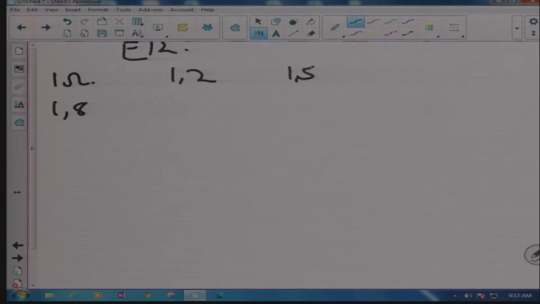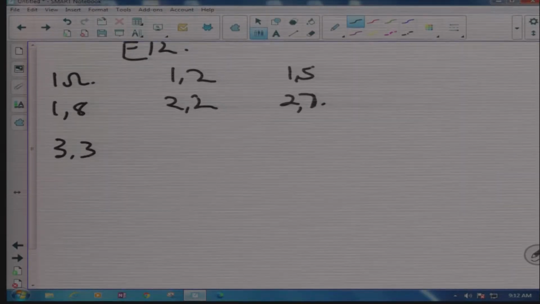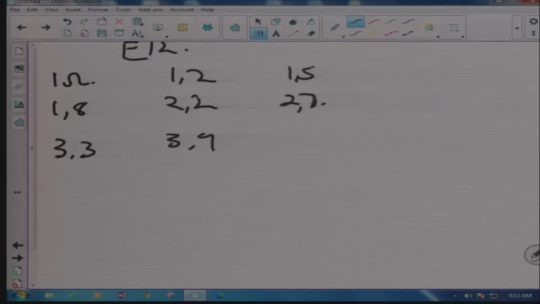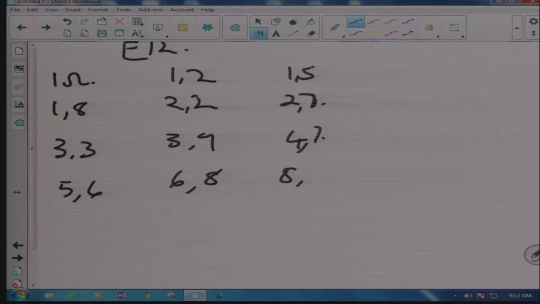1 ohm, 1.2 ohms, 2.2 ohms, and 2.7 ohms. There are 7 now. There are 6 now, sorry. 2.7 ohms, 3.3 ohms, 3.9 ohms, 4.7 ohms, 5.6 ohms, 6.8 ohms, and 8.2 ohms. Now, these resistors are off the shelf.